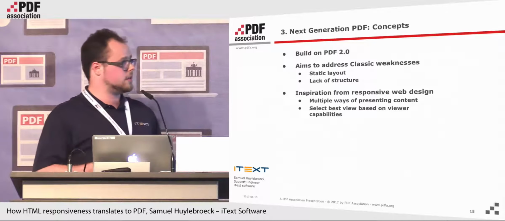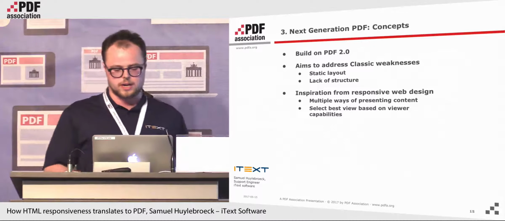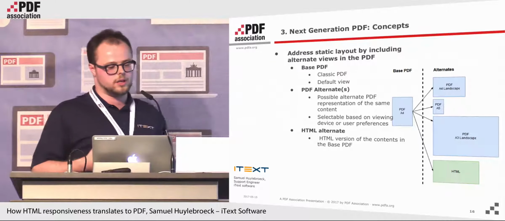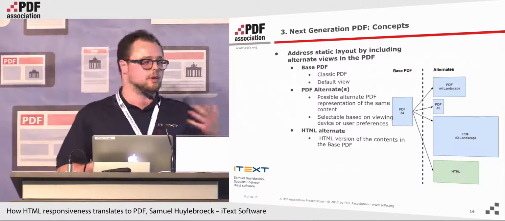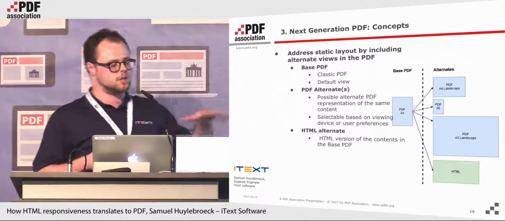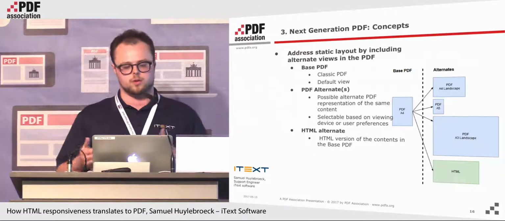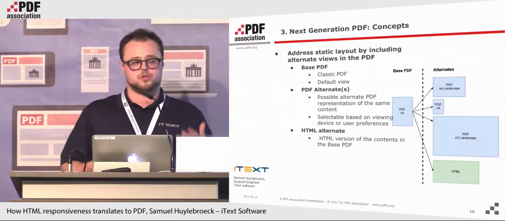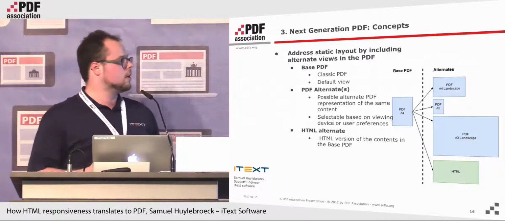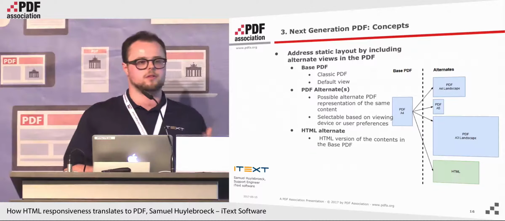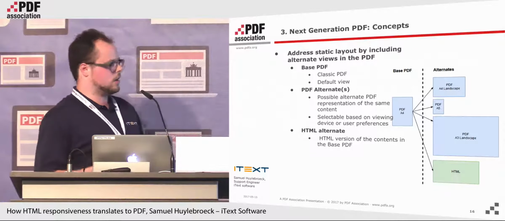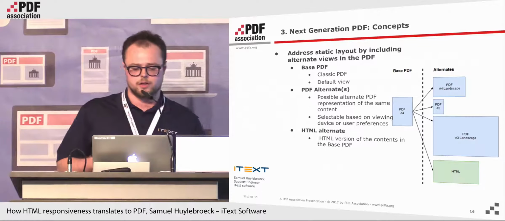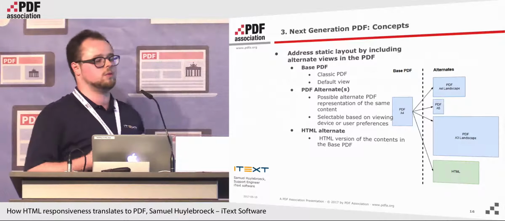How could we do this in next generation PDF? Well, one idea is to have alternate views in your PDF or using your PDF or derived from your base PDF. So base PDF is the classic PDF as we all know it. Then having PDF alternates, possible alternate representations of your PDF content that are tailored to a certain device or a certain screen width or a certain user, as well as the possibility of an HTML alternate in case you want to view it on a web browser.